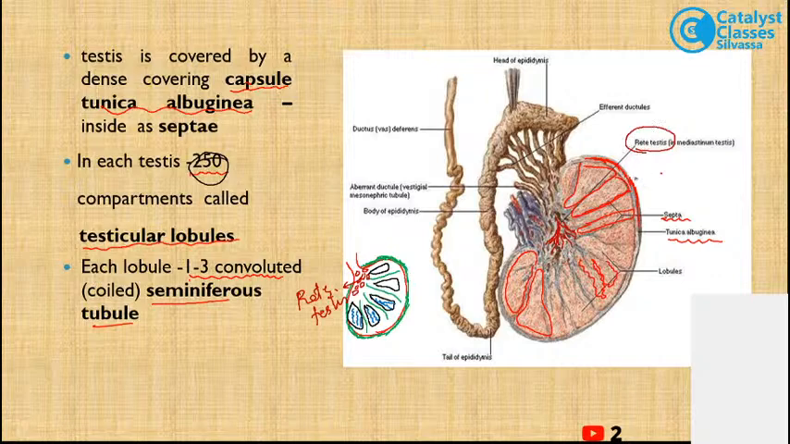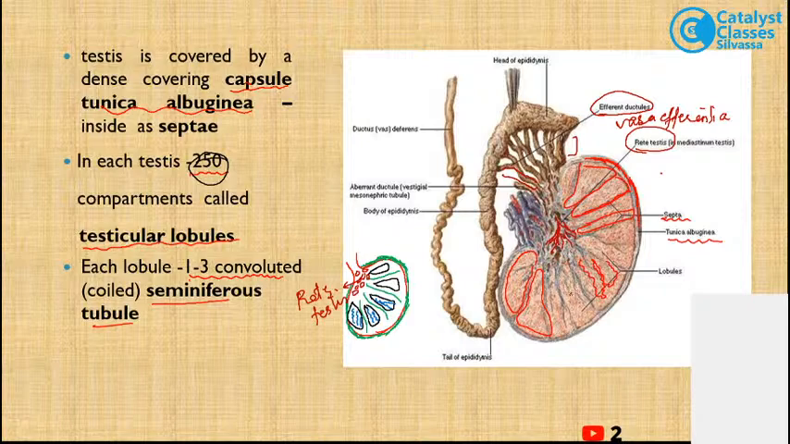From the rete testis further, the sperms are going to enter into a convoluted or a coiled region which is called as vasa efferentia. क्या बोलते हैं उसको? Vasa efferentia. Here it is written as efferent ductules. These tubes that you see here, ये जो सारी ट्यूब्यूल्स दिख रहे हैं ना, these are what? वासा एफरेंशिया.